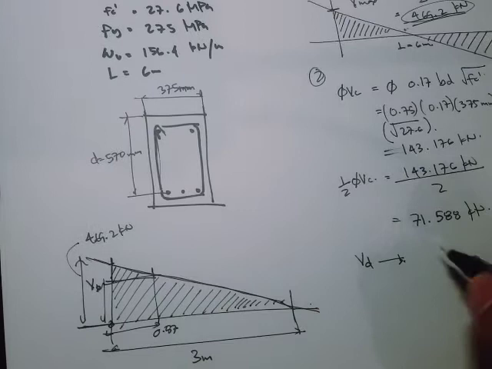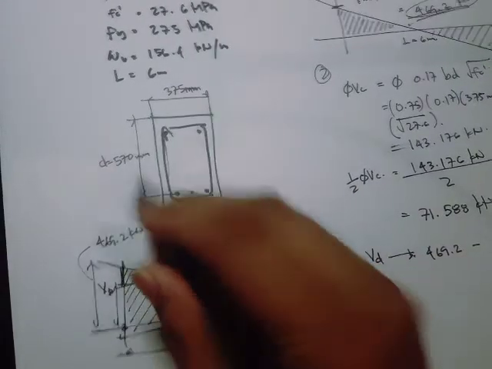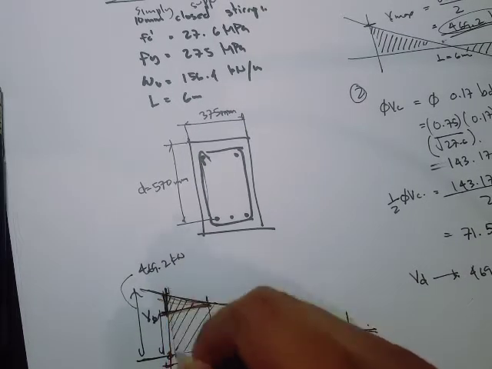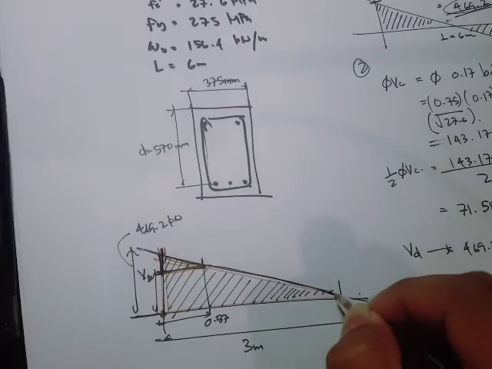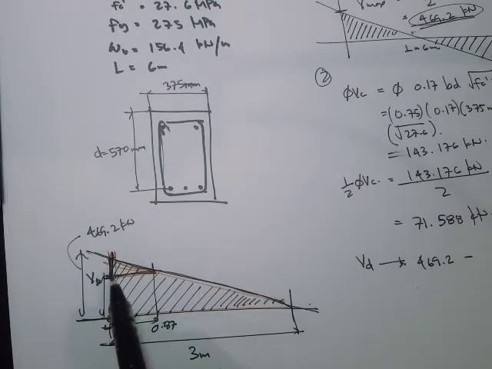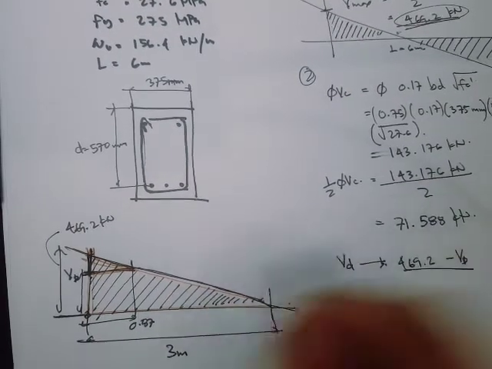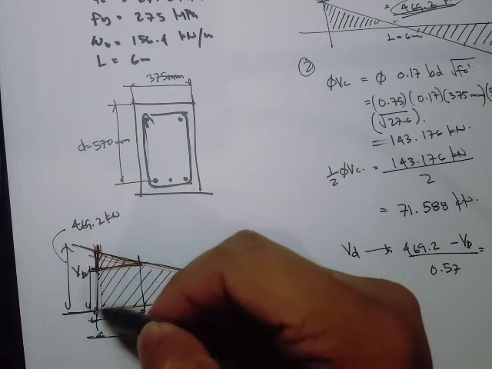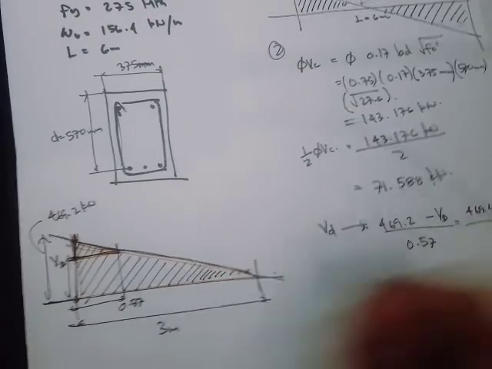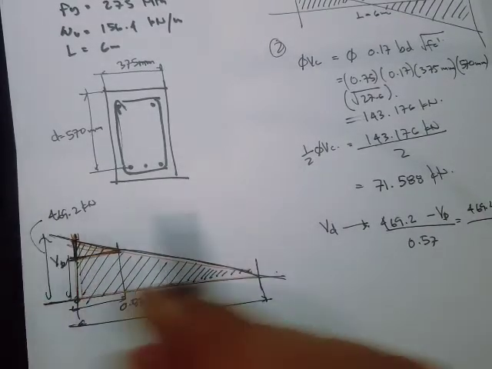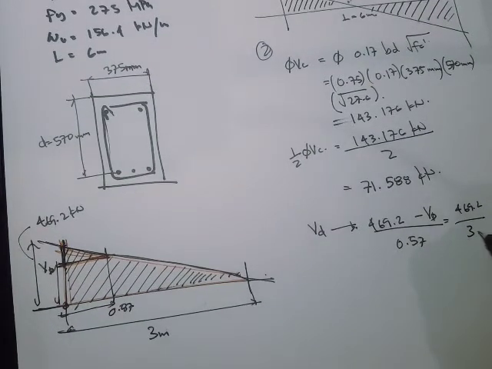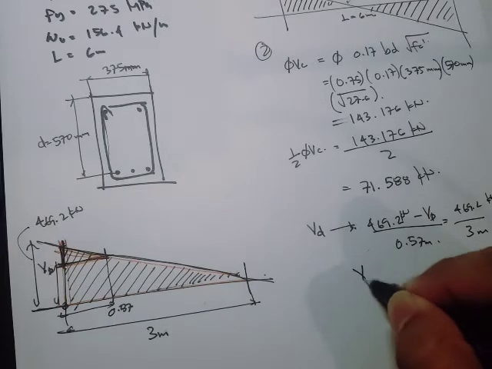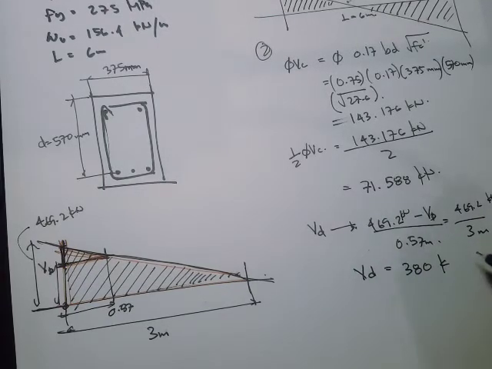If we do a similar triangle, we get 469.2. What is this triangle? This small triangle, and its ratio to this large triangle. So 469.2 minus Vd, all over the distance 0.57, is equal to the larger triangle, 469.2 all over the larger adjacent side, that's 3 meters. This is in kilonewtons, this is in kilonewtons. So the Vd, if you do the calculation, you'll get a value of 380 kilonewtons.